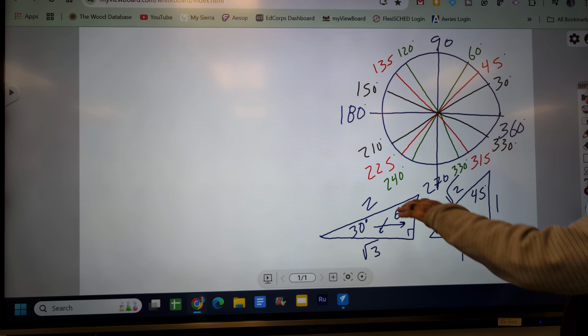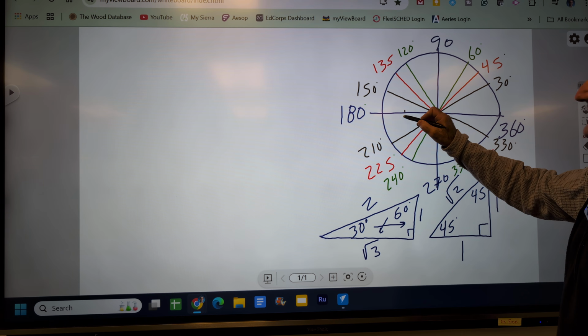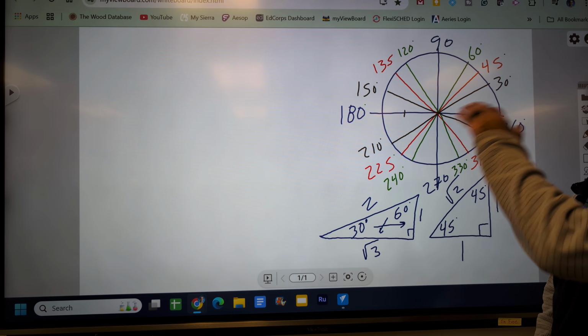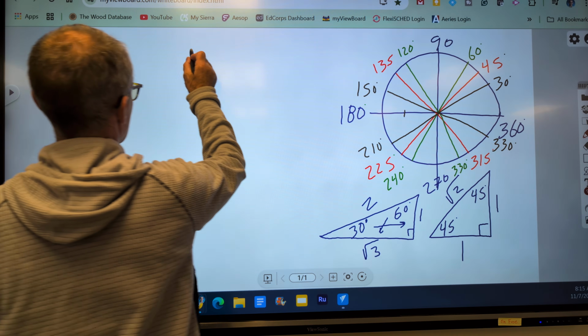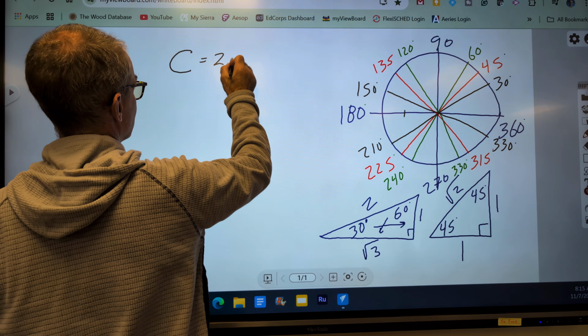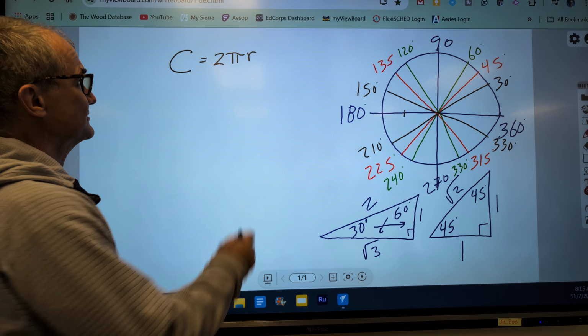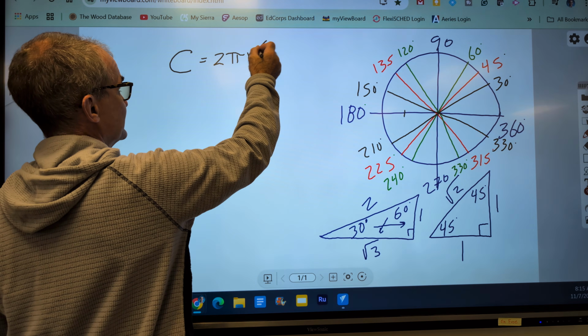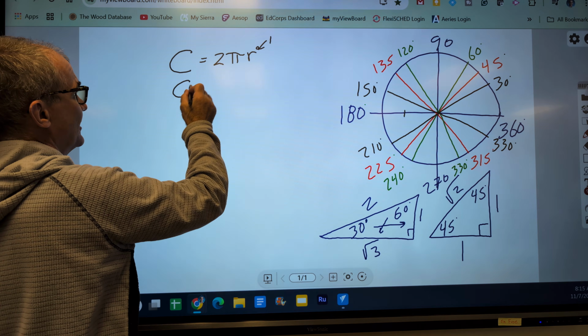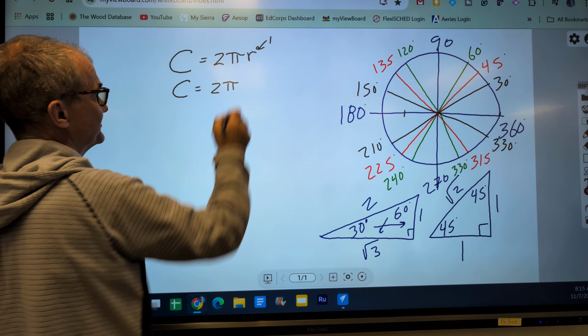Remember, this is the unit circle where the radius is equal to 1. So the circumference of that circle is equal to 2 pi r. However, r is 1. The radius is equal to 1. So I just plug a 1 in there, and I can see all the way around that circle is 2 pi.